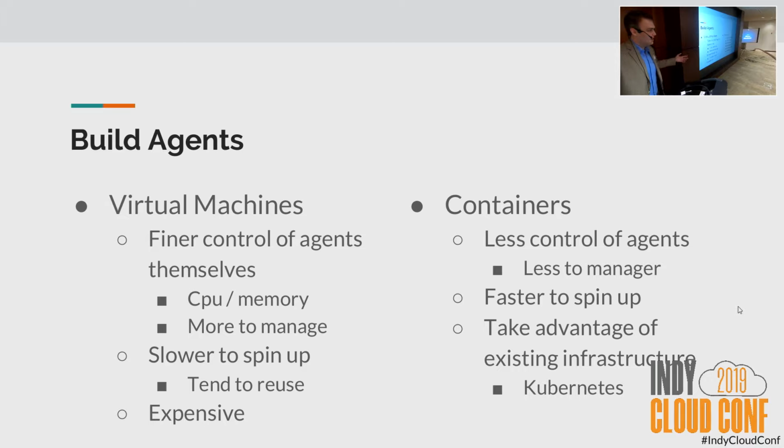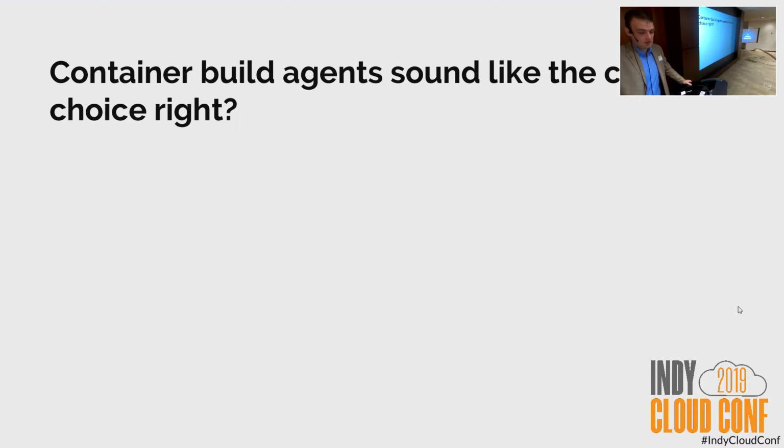So with the virtual machines, you had a little more fine-grained control over what exactly was in the image. You got to pick how much CPU it had, how much memory it had. But it was more to manage, and they're slower to spin up than containers. That's kind of why we containerize things nowadays. And frankly, they cost more. With containers, they're fast to spin up, and we were toying with the idea of going into Kubernetes, which Jenkins plays really nicely with. So we thought, you know, container build agents sound like the clear choice that we want to go with.